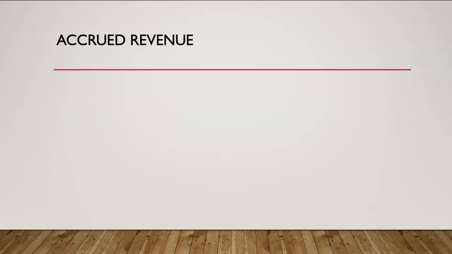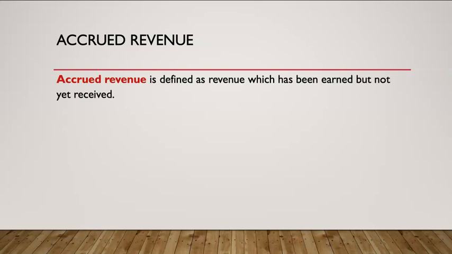So what is accrued revenue? Accrued revenue is simply revenue which has been earned but not received. And that might sound a bit funny. How can we have earned something but not have received it? But there are a number of examples.